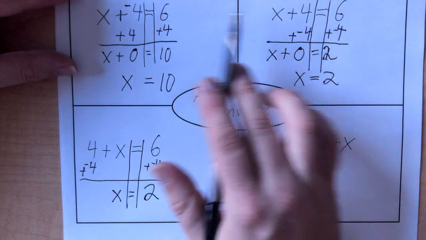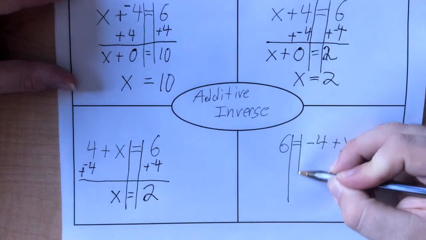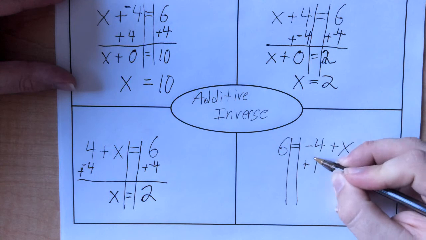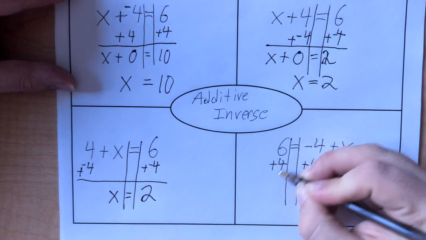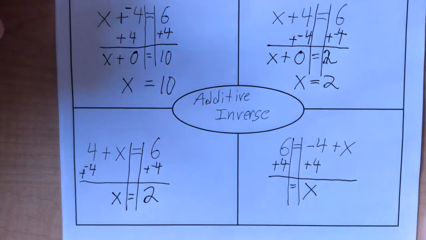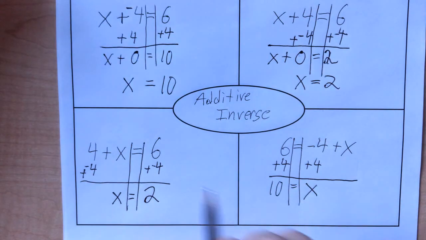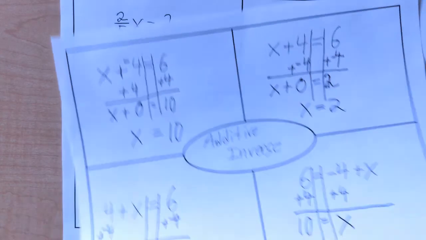Likewise, all of these have the variable on the left side. You could have the variable on the right side. Same idea though, right? We're adding the opposite to both sides. So this is an equation where the x was on the right side and you still do the same step and solve it like the others. The x is just on the right side. So that was the additive inverse.